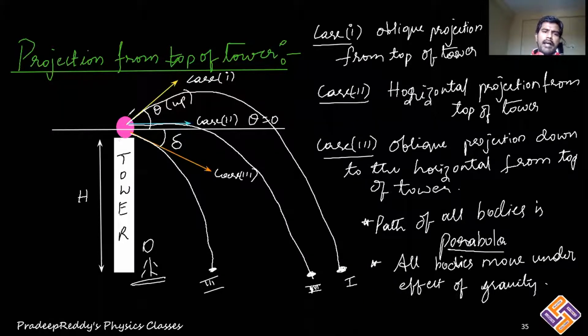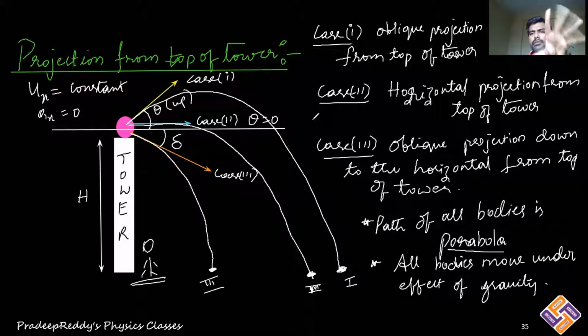And remember, in all these three cases, initial velocity along x-axis is constant, because acceleration along x-axis is 0 for all the bodies. You are just throwing it, you are not continuously acting a force on the body. You are just projecting it, giving some force and leaving it. As there is no continuous force, only horizontally you are projecting, therefore acceleration along x-axis is 0. Therefore at any point, velocity along x-axis will remain the same.